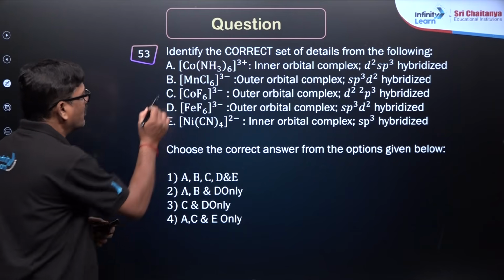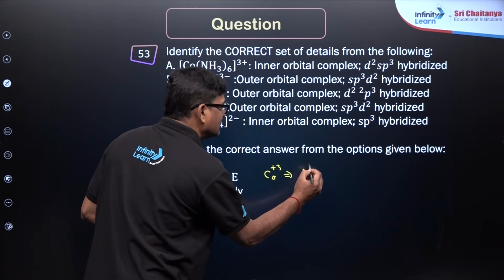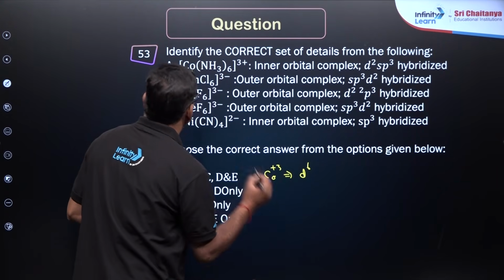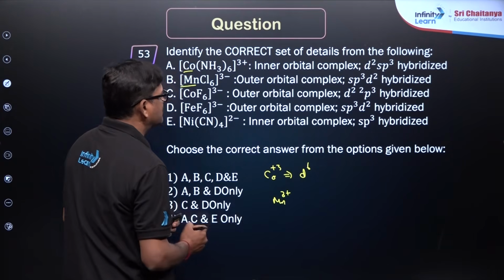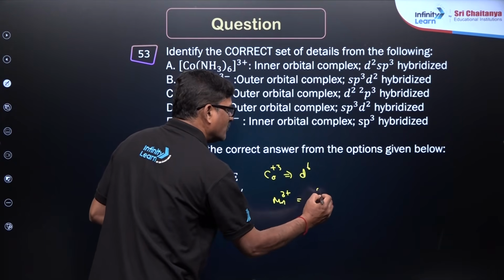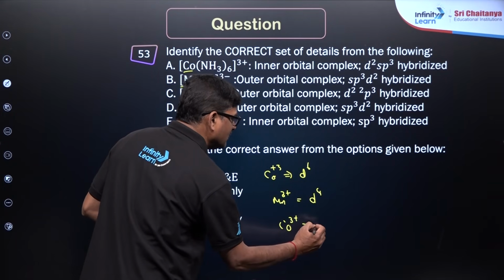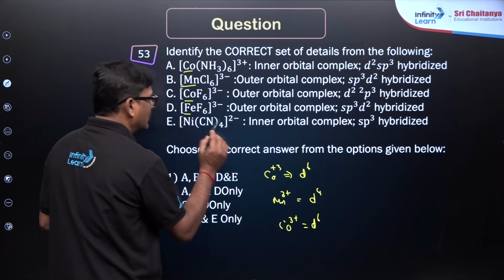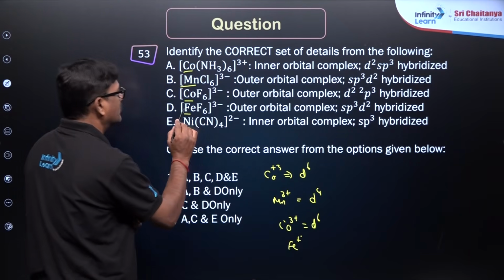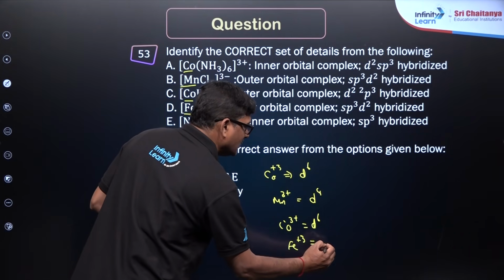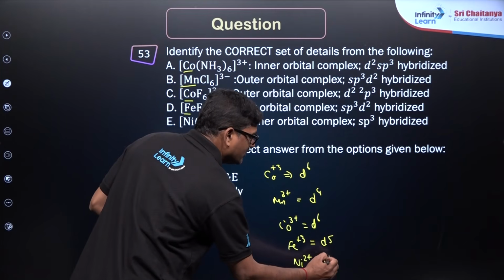So let us see here. Cobalt shows +3 oxidation state, it is d6. Manganese is 3+, it is d4. Cobalt again 3+, it is d6. And iron, in this case iron +3, has d5 configuration, and nickel 2+ has d4 configuration.